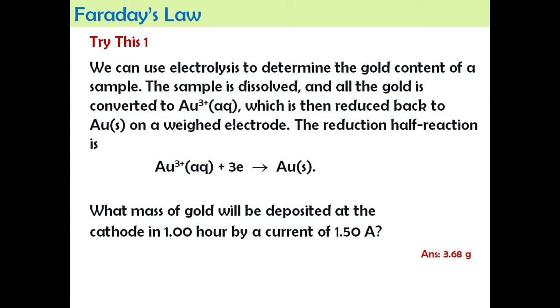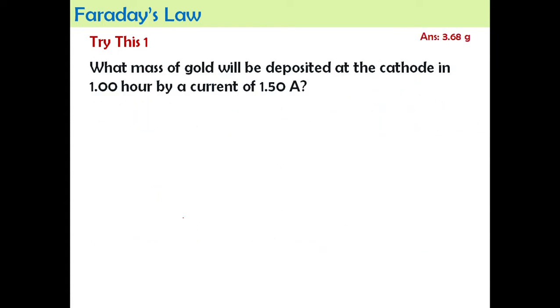Okay, so for try this one, yang atas-atas ni hanyalah information sahaja. Jadi kita nak tengok apa. This is the reduction half reaction. Okay, so melibatkan reduction. Jadi, berapa mass of gold will be deposited kalau kita supply current of 1.5A selama 1 jam? Sama je macam example 1 dengan example 2 tadi. Awak ada masa, awak ada current, awak nak kira mass. Step dia sama je.